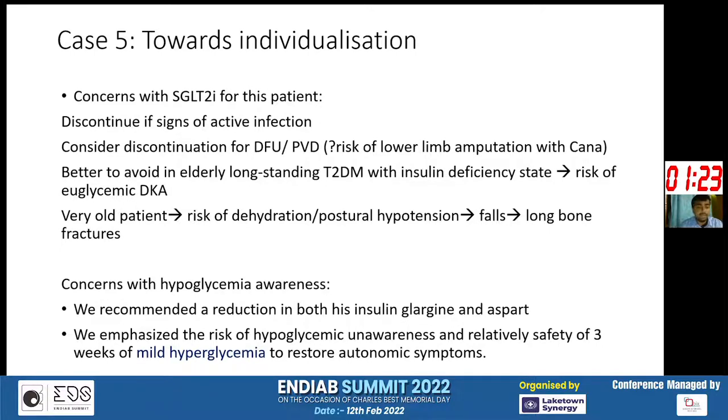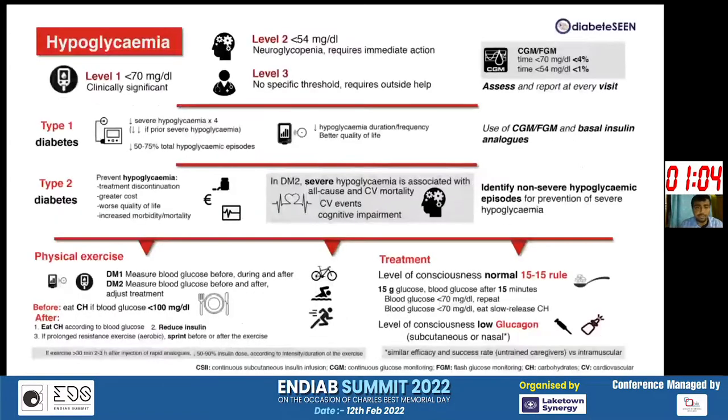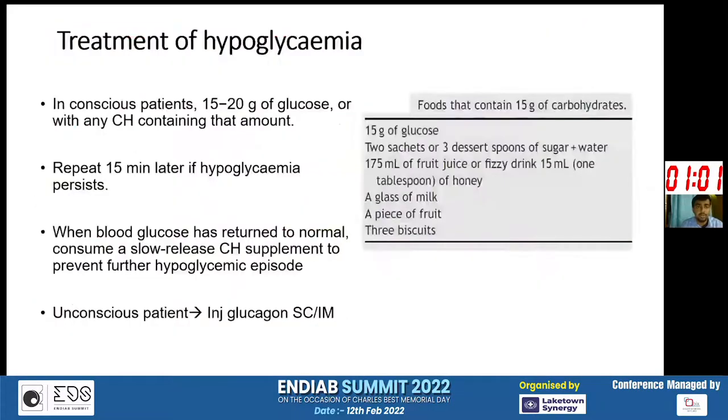And another important factor in this patient was hypoglycemia unawareness. And that's why we recommended a reduction in both his insulin, glargine and aspart. And we emphasized the relative safety of 3 weeks of mild hyperglycemia to restore autonomic symptoms in this patient. So coming to the hypoglycemia, I'm not going into the details of treatment of hypoglycemia.